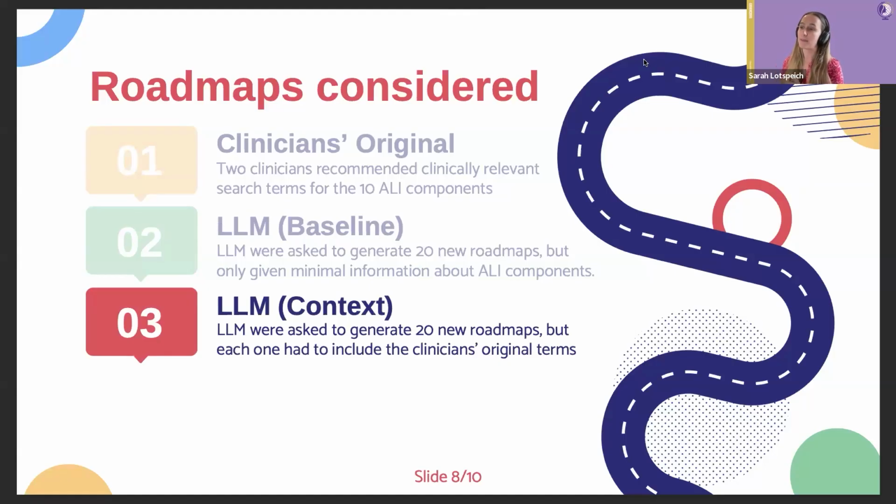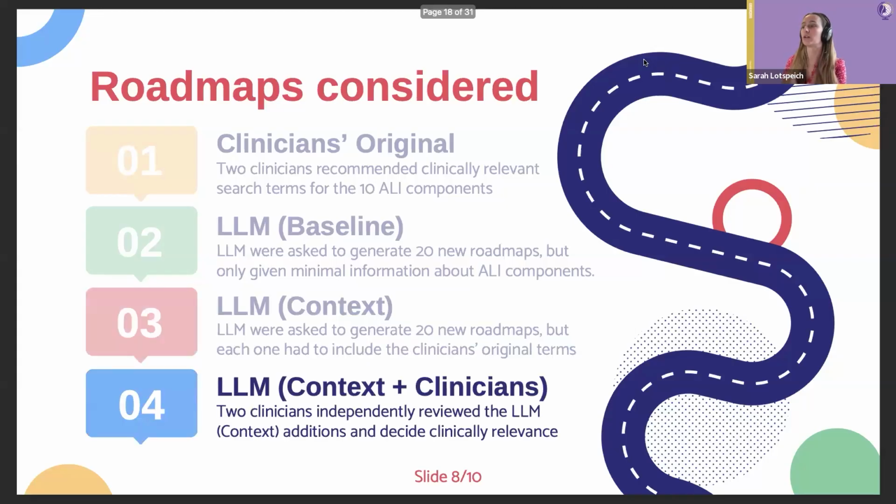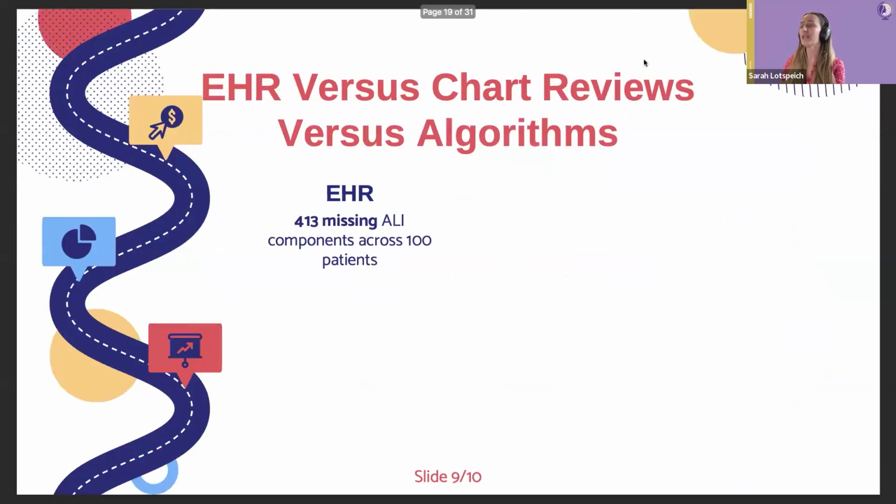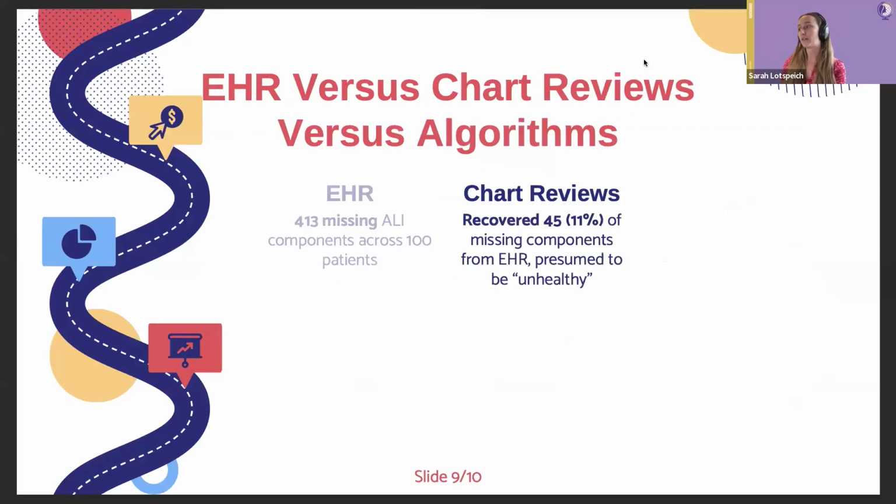So our final roadmap actually gave that LLM-enhanced version back to the same 2 original clinicians to create a nice feedback loop. We took the clinician's roadmap, gave it to the LLM with context, then gave that back to the clinicians so that they could adjudicate whether the additions by the large language model really belonged and were relevant. To quickly summarize the performance, there were originally 413 missing components across these 100 patients in our EHR. The chart reviews recovered 45 of them, or 11%.